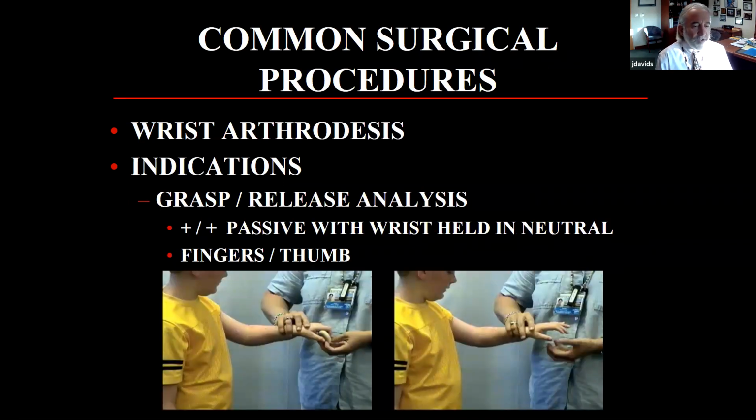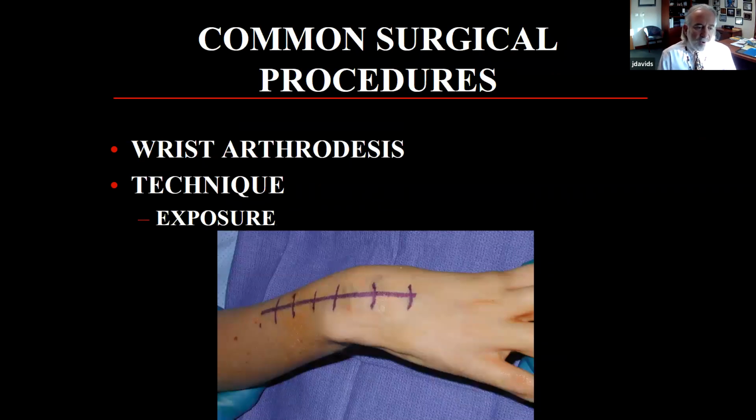Grasp and release assessment should show at least passive finger and thumb extension with the wrist held in the corrected position. If not, then consideration for extrinsic finger and thumb flexor lengthenings should be made at the time of wrist arthrodesis. The approach that I favor is a dorsal incision.